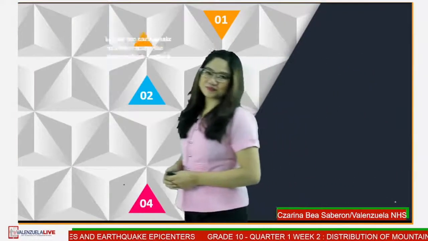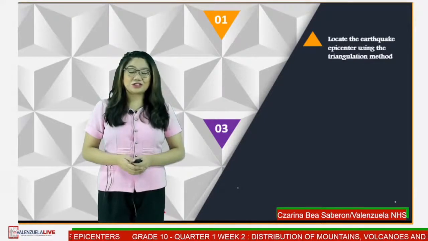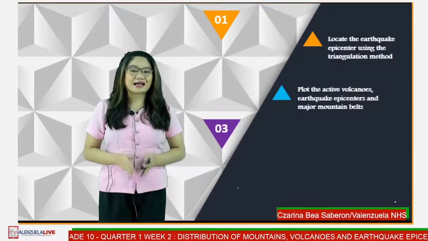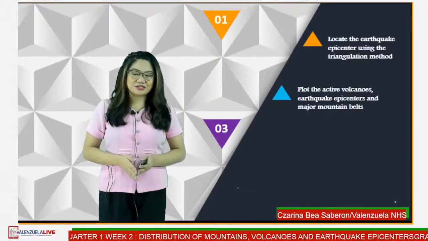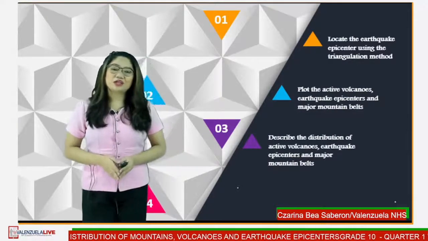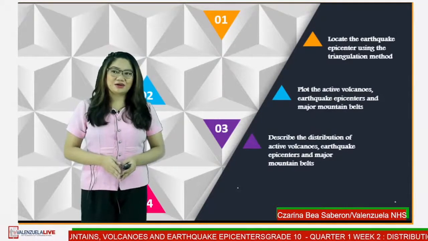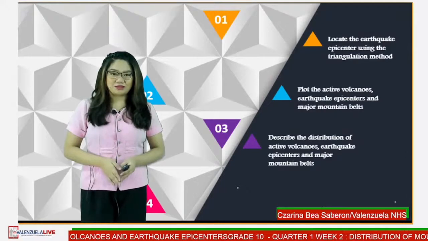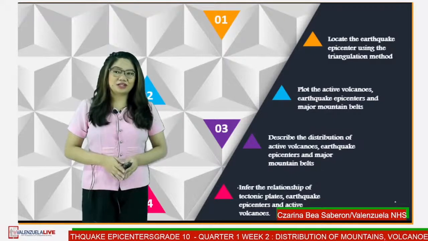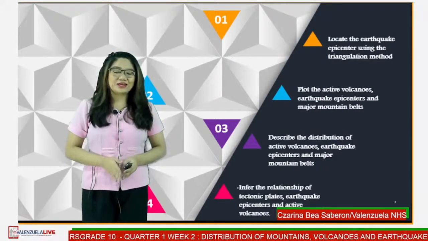So first, you should be able to locate the earthquake's epicenter using triangulation method. Next is to plot the active volcanoes, earthquake epicenters, and major mountain belts. Third one, you should be able to describe the distribution of active volcanoes, earthquake epicenters, and the major mountain belts. And lastly, infer the relationship of tectonic plates, earthquake epicenters, and active volcanoes.